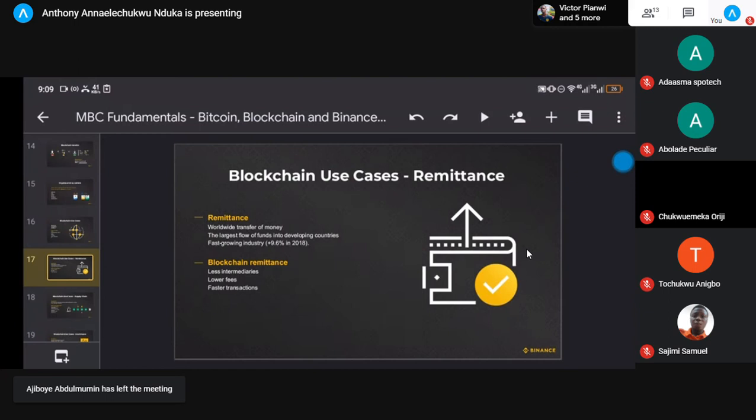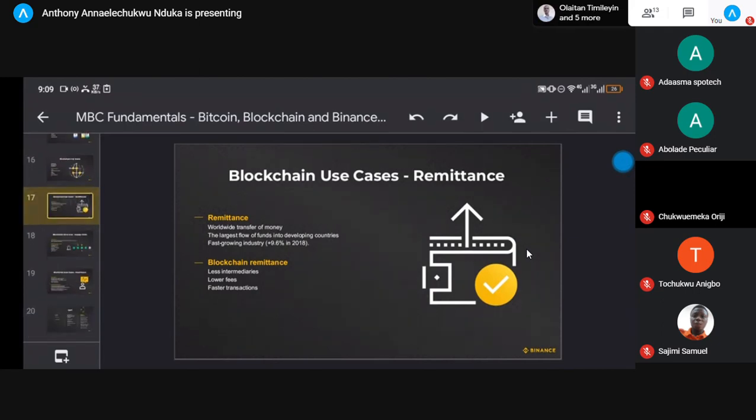Now, blockchain remittances has less intermediaries. You no longer need a middleman to come and help you to start running your transaction. It has lower fees in the sense that when you are making a transaction outside Nigeria, you would have a lesser fee that they will charge you. Now, it has faster transactions in the sense that if you send money or if you pay for anything, your transaction will be worked immediately and you would see it.